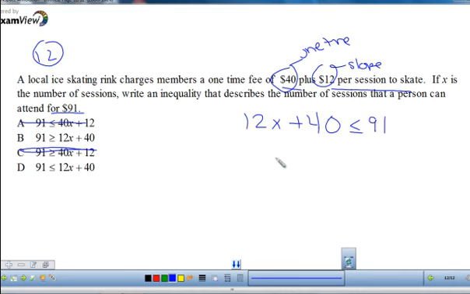Okay. The problem is that for this one, it's backwards. So we're going to write them backwards. Since we switched them, we also have to switch the inequality. So it would be B.